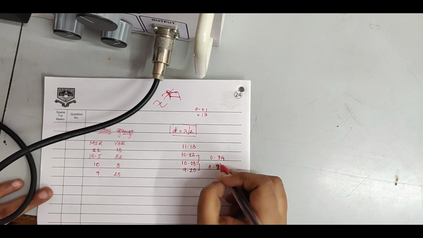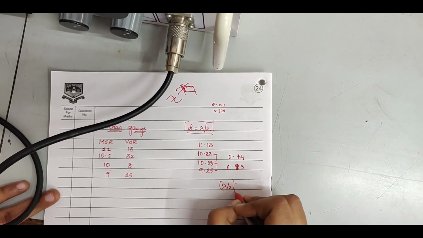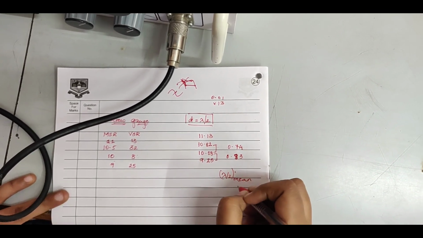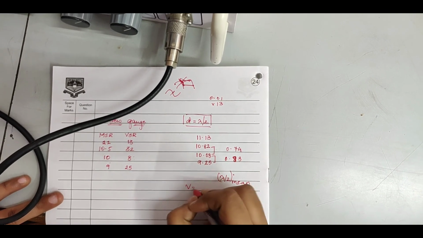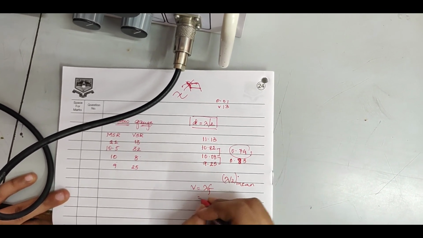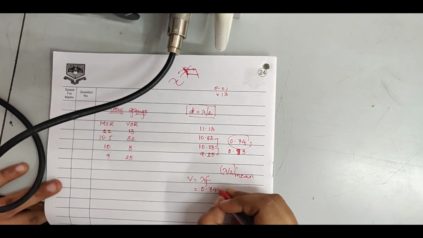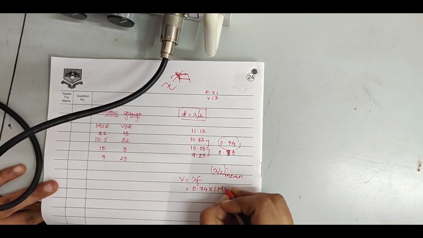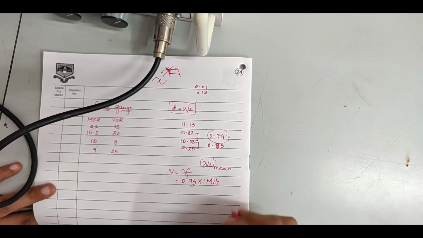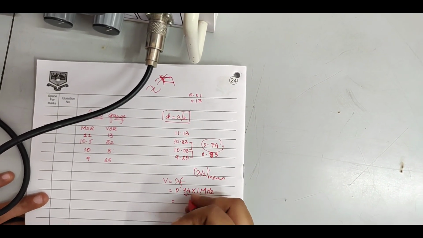You'll take readings and find out the mean, so you will get a mean lambda by 2. You can take a set of around 14-15 readings, get the mean, and then substitute it. V is equal to lambda f. So if I substitute just 0.74 as of now, my frequency is at 1 megahertz, so I get 0.74 into 1 megahertz. Now this is in mm, so obviously you'll have to do the conversion to meters.